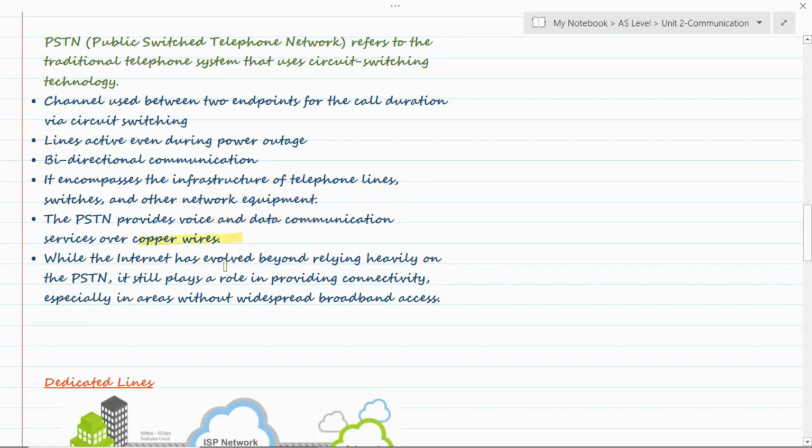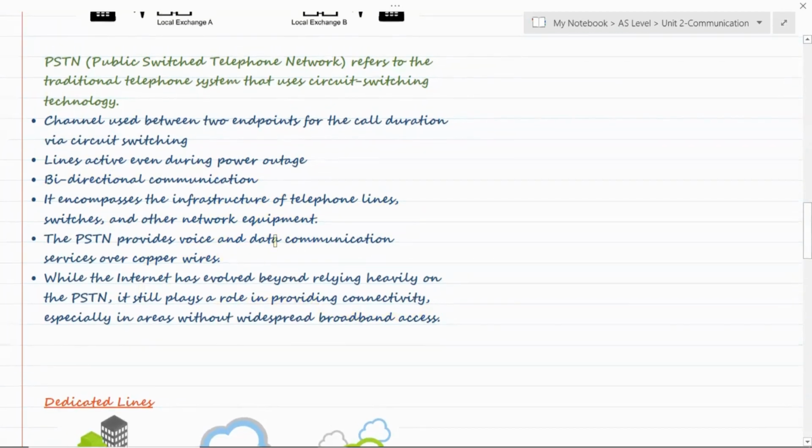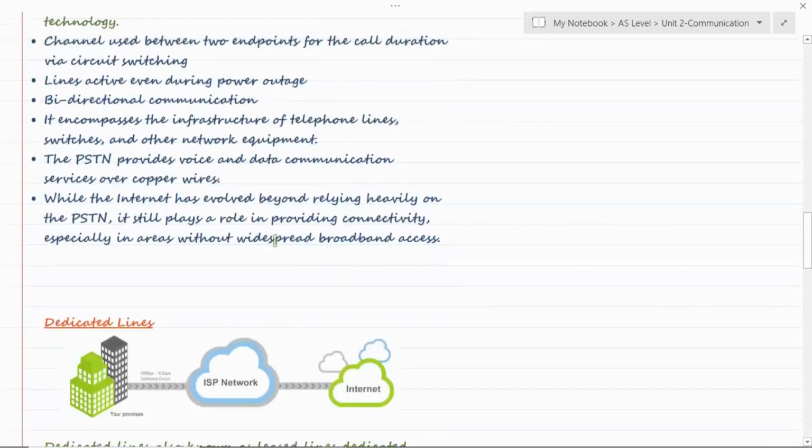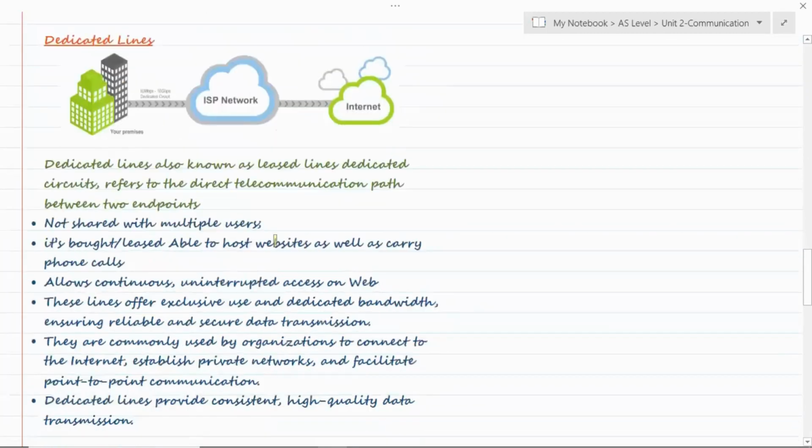While the internet has evolved beyond relying heavily on PSTN, it still plays a role in providing connectivity. As I said, people still find it a reliable communication medium. So that's the PSTN. Now, dedicated lines.